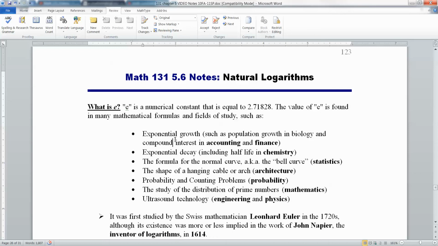In accounting and finance, it's a really big deal. That's how your retirement accounts get figured, savings accounts get figured. Any interest rate on a credit card is actually exponential growth with E. Then there's exponential decay, which includes half-life. We came up with one formula in this course, but there are other ones that involve E, et cetera. I mean, the bell curve, the normal curve, wouldn't be possible without E.